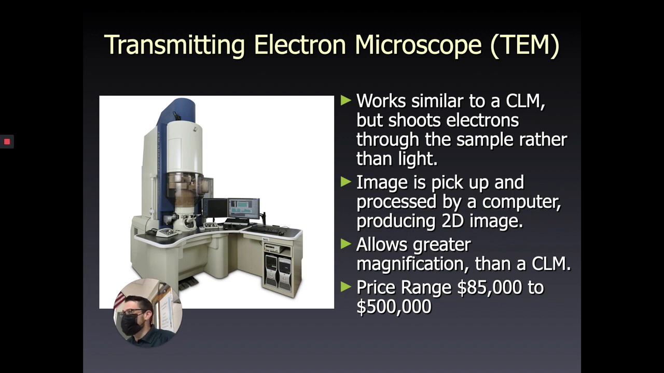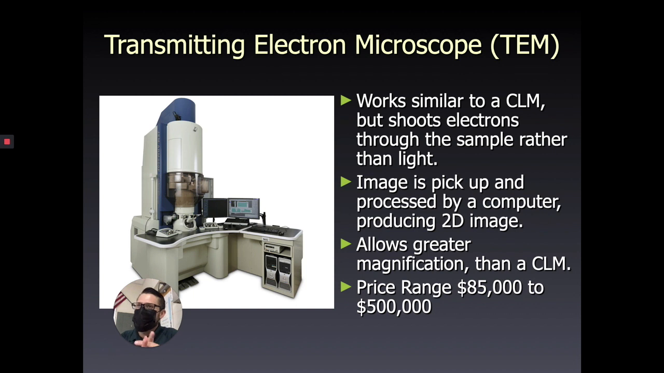And there's two different types of electron microscopes. This is the first kind, called a transmitting electron microscope, or sometimes called a transmission electron microscope. So this works very similar to the CLM, in that we're going to shoot a beam of energy through a very thin sample. But instead of shooting a beam of light and then processing that light with lenses, we're going to shoot a beam of electrons.